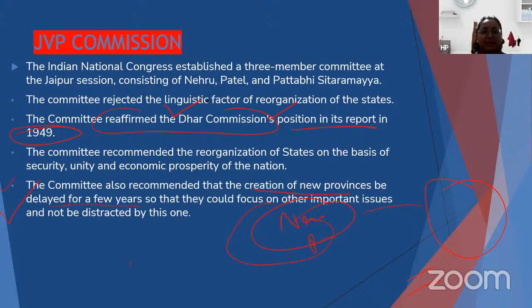Now what happened? The commission also rejected linguistic factors and it reaffirmed Dhar Commission's position in its 1949 report. And what it said, that what the commission recommended: reorganization of state अगर होना चाहिए तो उसका basis क्या होना चाहिए? Country की security, unity और economic prosperity. Other than that, it should not be there. It also said कि अभी हमें new provinces की creation पे ध्यान नहीं देना है. We can delay it for some years so that we can focus on other important issues. Then that was national development.